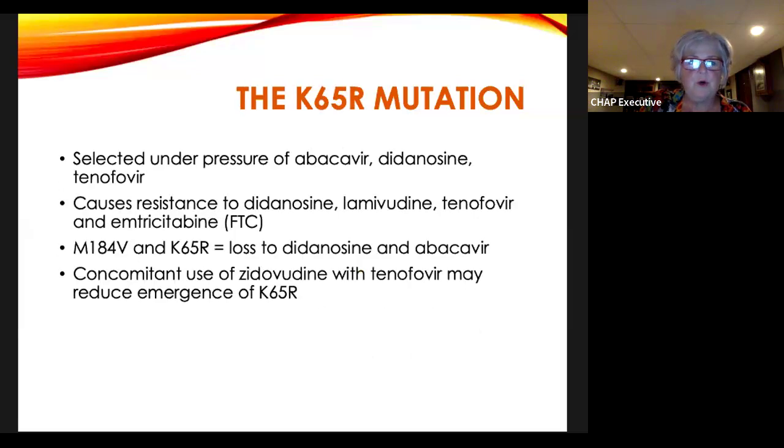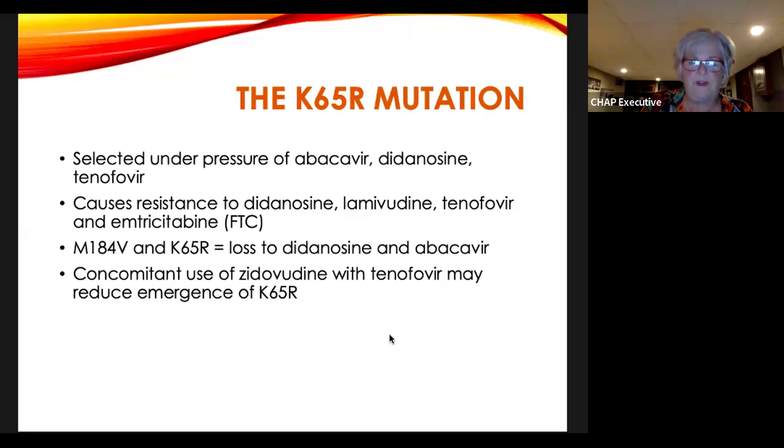If we were to go on now to this K65R mutation, the 65R mutation, this one we are a little more familiar with in modern days because it is selected under pressure of abacavir, didanosine, and our most commonly used nucleoside analog these days, tenofovir. It causes resistance to didanosine, lamivudine, tenofovir, and emtricitabine.